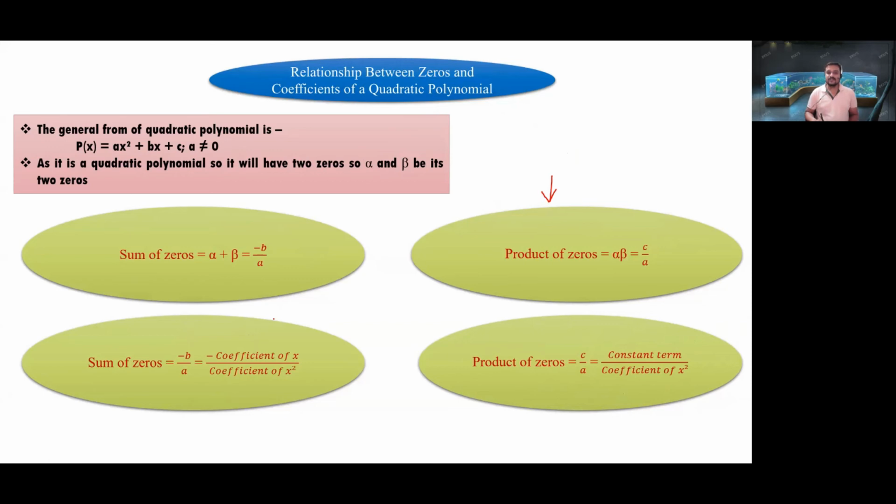Okay. Is anyone having any doubt here in the relationship between zeros and coefficients of a quadratic polynomial? When we take an example, it will be more clear at that time. Is it clear to everyone? Someone has raised the hand. Yes, Veer, bolo. Okay.